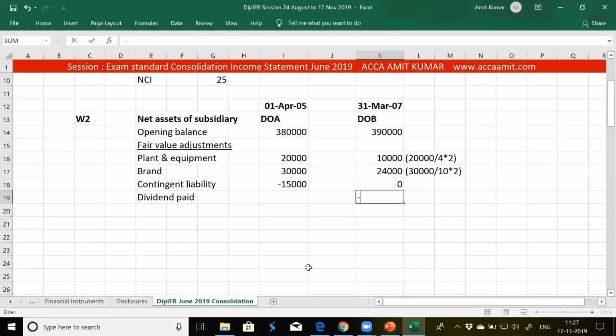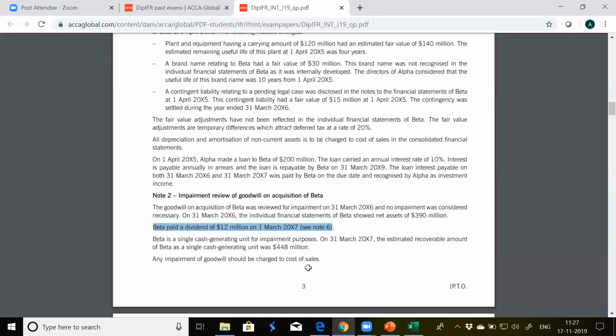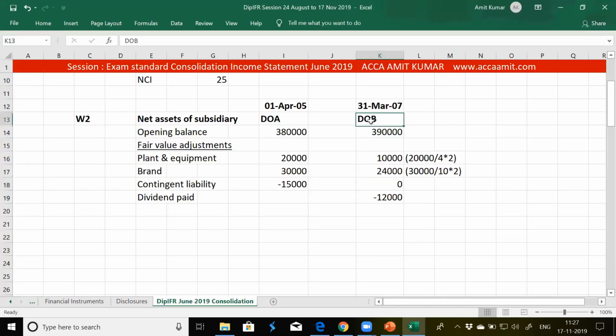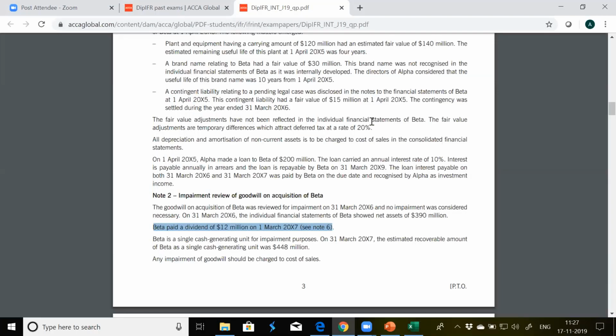So can I reduce 12,000 from here? So that will be reduced only from this balance. And since it was paid on 1st March 2007, from this balance, 1st March 2007, at the beginning of this month, can I reduce it from this column? All the fair value adjustments have not been reflected, so we have done so.